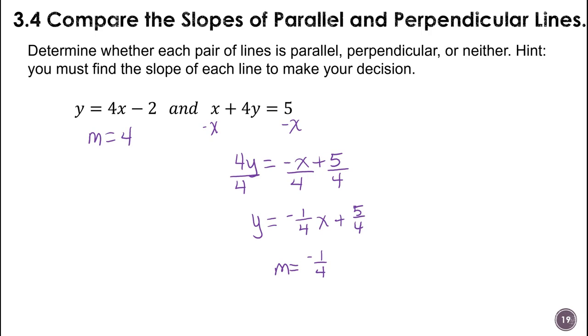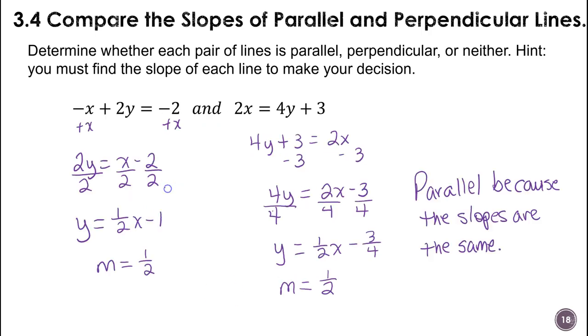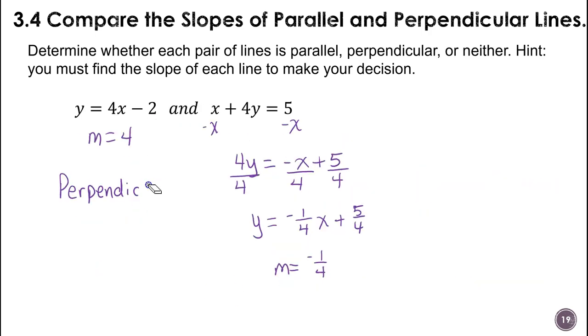So these two are reciprocals with opposite signs, so these lines are perpendicular. Oops, perpendicular, if I could only spell this. Let me get my A and my U in the right place, because these slopes are opposite reciprocals.